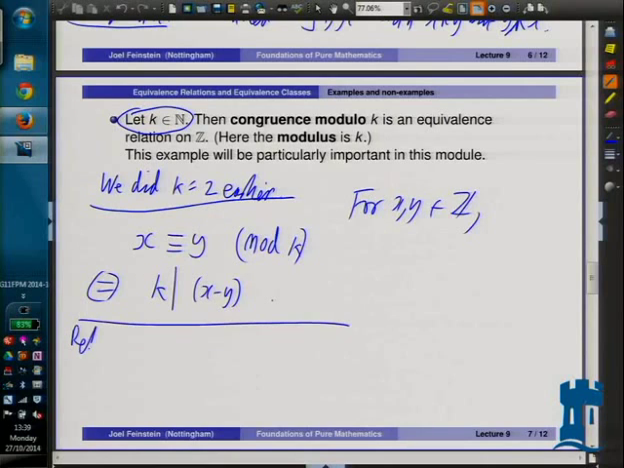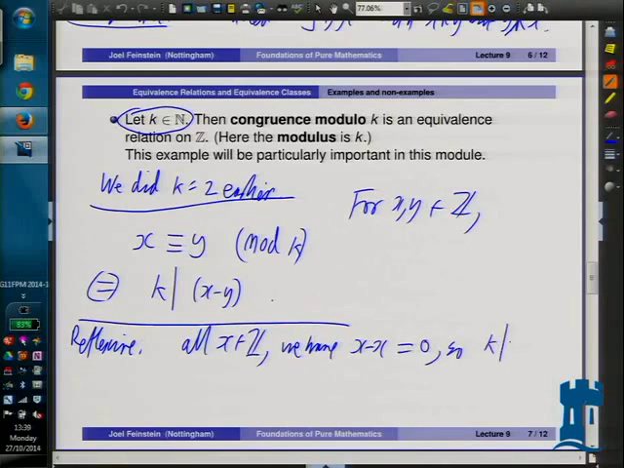So reflexivity is because for all x in Z, we have x minus x equals 0. So k divides x minus x. Naught is divisible by everything. You can't divide by naught, but naught is divisible by everything. Thus, x is congruent to x mod k, which is our relation at the moment.